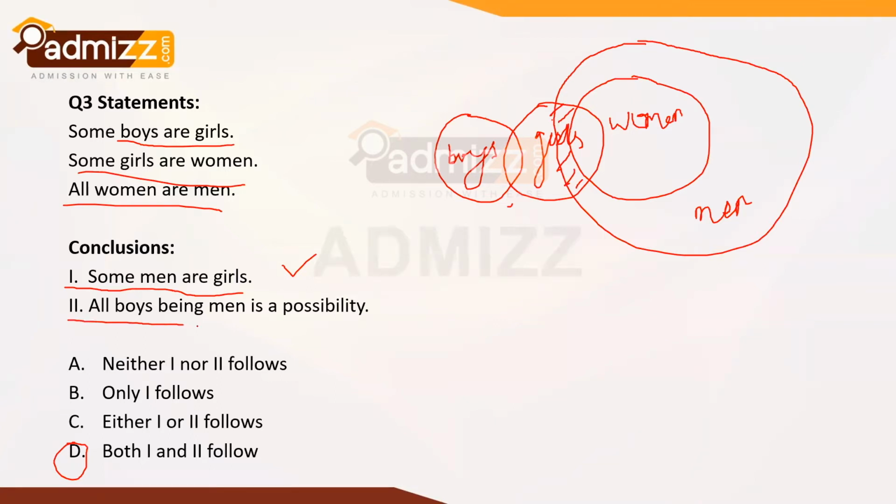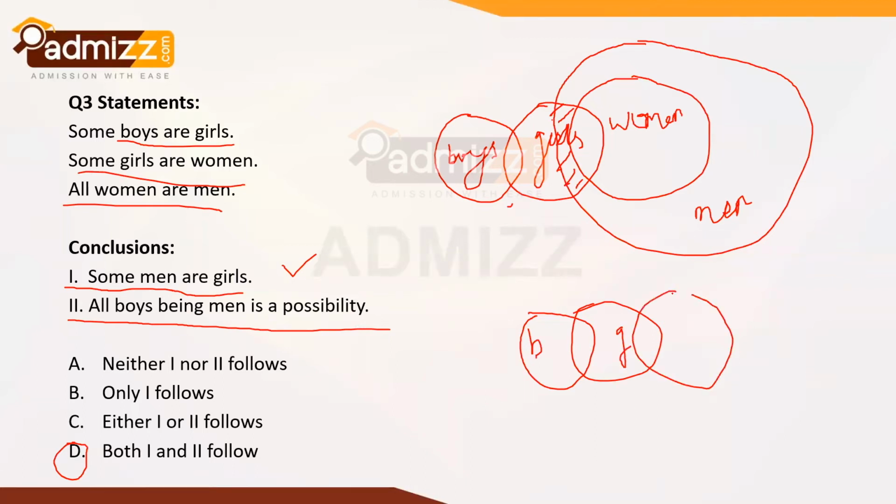Option number 2 states that all boys being men is a possibility, right? So take a look at this. This outer set of men is dynamic. What do I mean by this? Take a look at this case. This is the set of boys. I'll be writing the initials only. This is a set of girls. This is the set of women. And this is the set of men, right? This is another case I just drew.